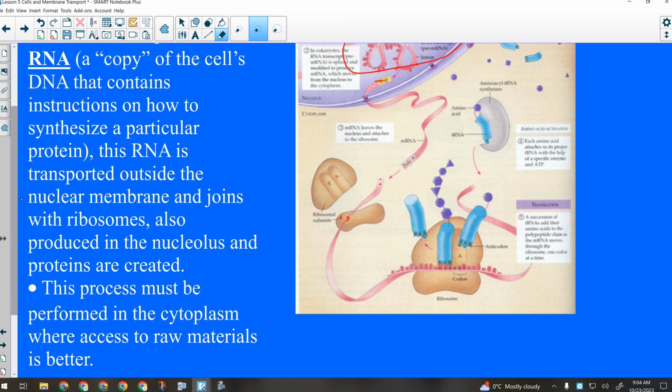Why don't they just make the proteins in the nucleus? Because of the environment, but also because what can't get into the nucleus? Anything. Yeah. So it's really hard to make proteins if the stuff you need to make proteins can't get in there. Right? So access to raw materials, as it says here in the last sentence, is better in the cytoplasm. That's why we copy the DNA and send the copy out. All the raw materials are in the cytoplasm, so that's where we do it.